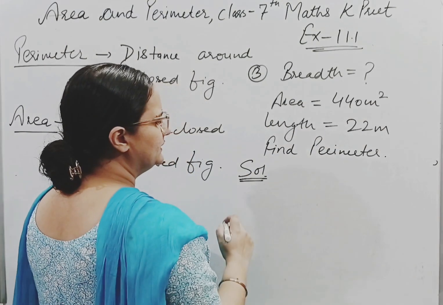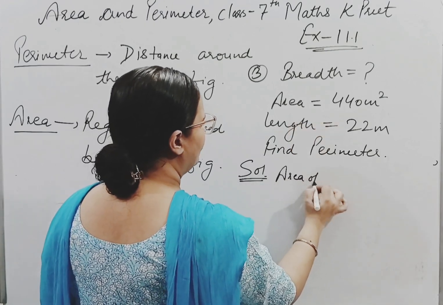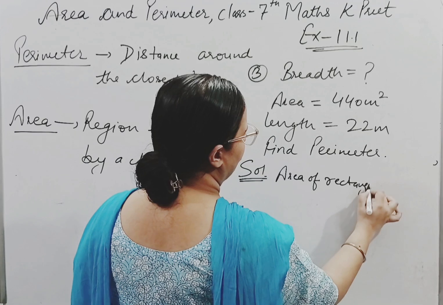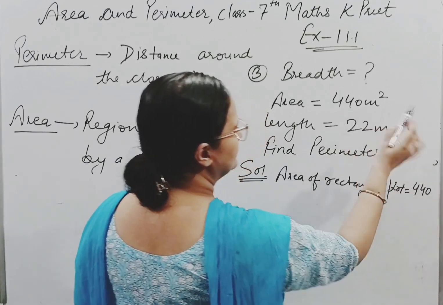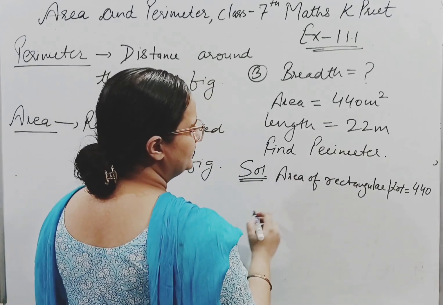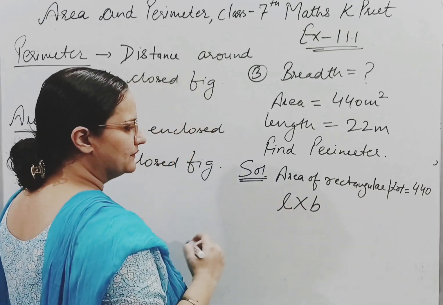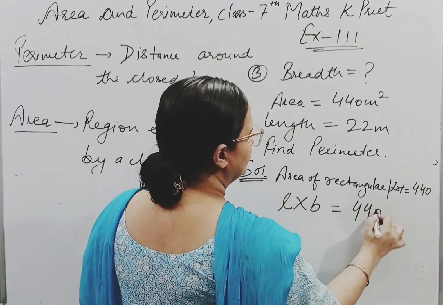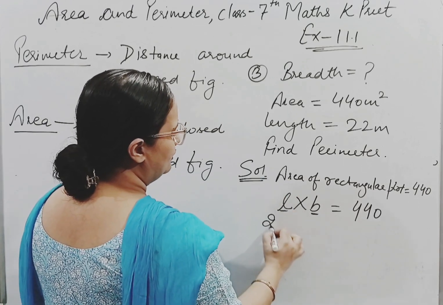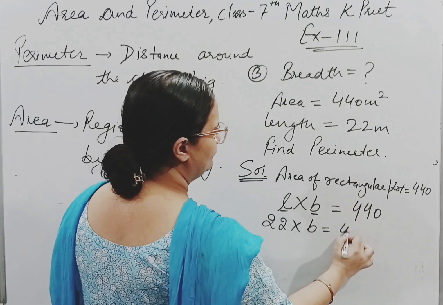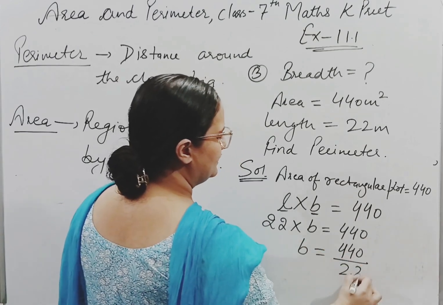So we are dealing with a rectangular plot, so we will write the area is given. Area of rectangular plot is equal to 440 meter square. This is given. What is the formula for the area of a rectangular plot? Area of a rectangle is, as I have told you, length into breadth. So this is equal to 440 meter square. This is missing, this is given to us. Put the value of the length here, keep this b as such, 440. So b will be 440 divided by this 22.